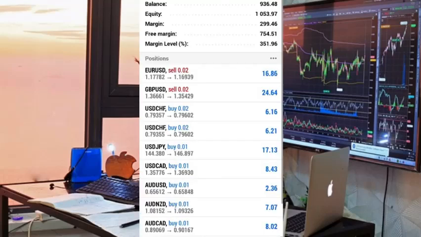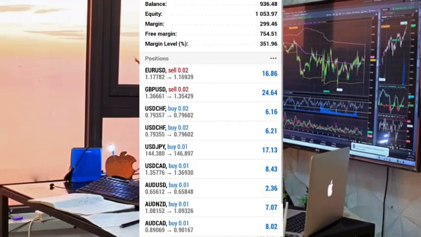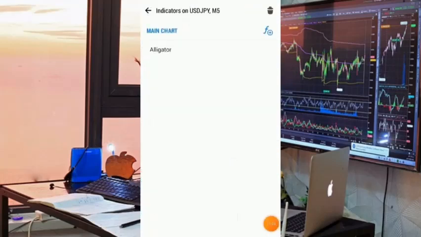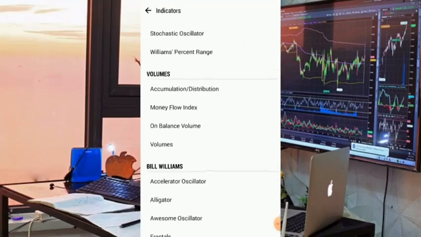Wherever you are, after this go there, place your trades, put that alligator indicator. For those who don't know where to find the alligator, what you are going to do is come up here. So we are going to come here and click there. The next thing is to come over here to the main function F, and look for the alligator. It is under Bill Williams. So this is the alligator down here. As you can see, it's just at the bottom of the indicators.